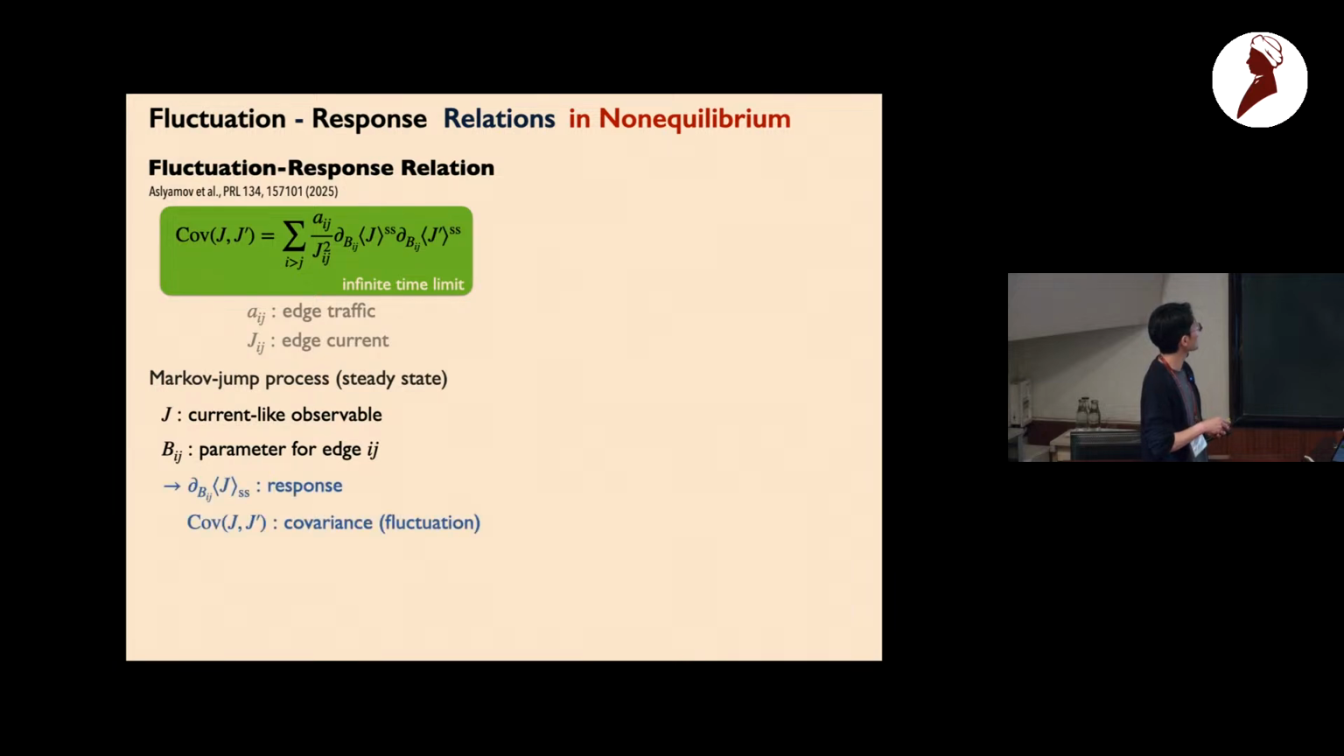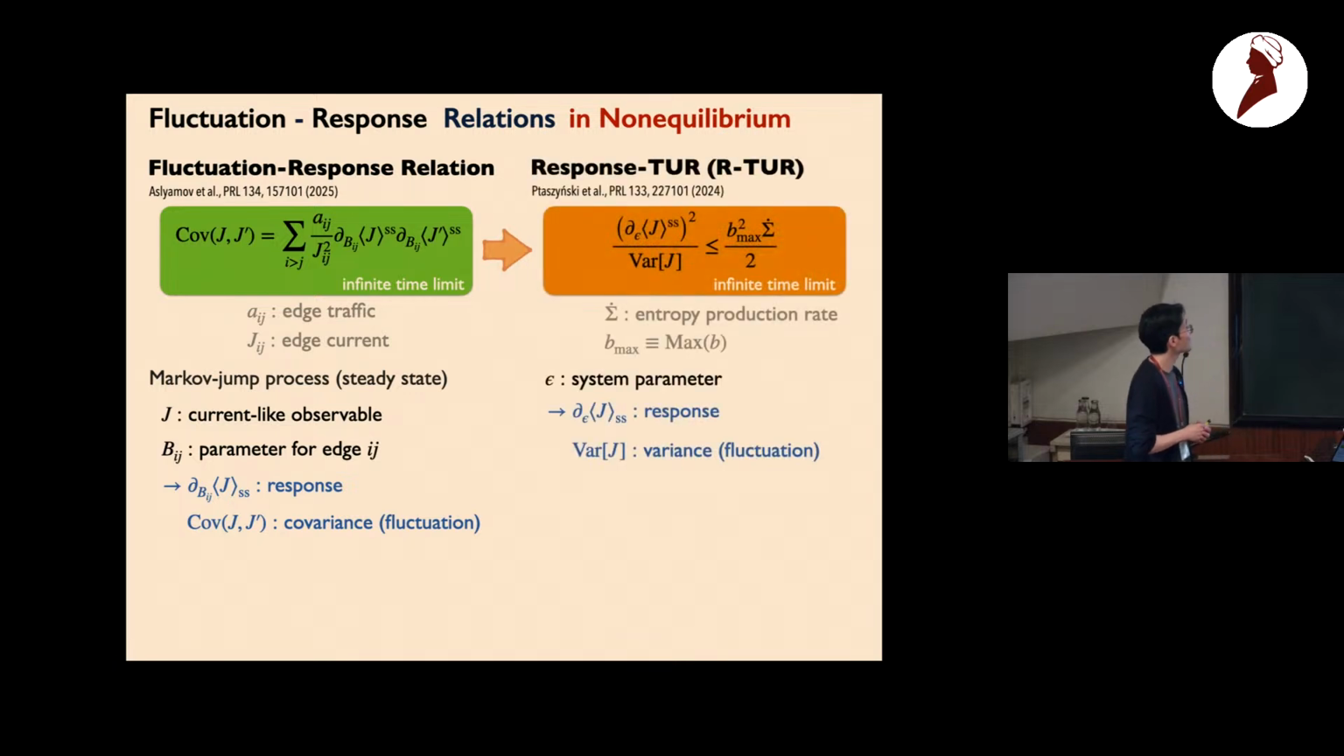So here, this term, the partial derivative in terms of Bij, is regarded as a response to the perturbation Bij. And this covariance between J and J prime is actually the fluctuation. So in this sense, this equality gives a fluctuation response relationship. And this equality holds only for the infinite time limit. And from this relation, we can derive this inequality called response TUR.